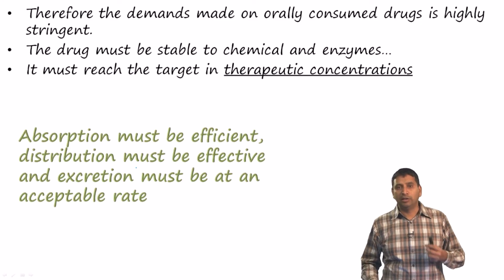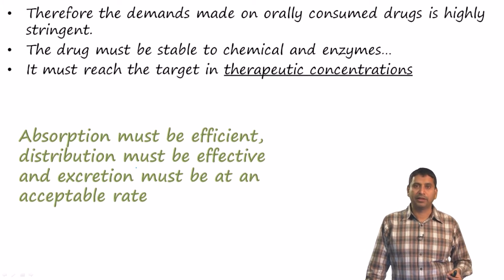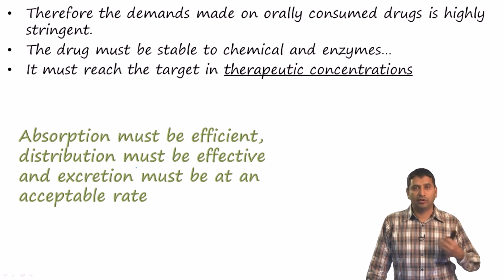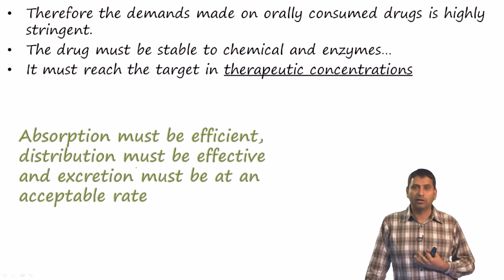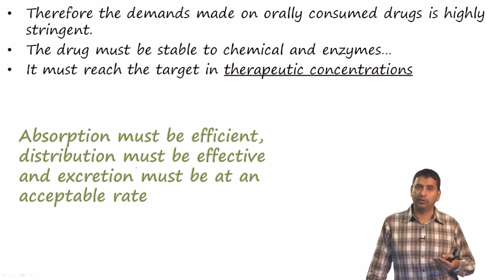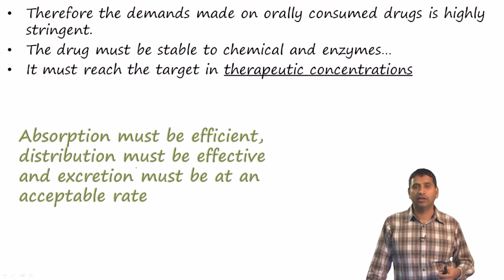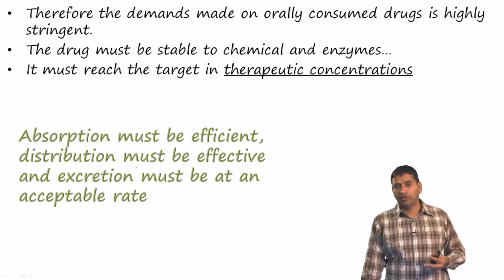Therefore, the demands made on an orally consumed drug are extremely high. Right? So, the drug must be stable to chemicals and enzymes. For example, it should be stable in the stomach to the digestive enzymes. Then it should be stable in the gut, because if it is going to get destroyed there, then it is going to be excreted, and it has to cross membranes very properly. It must also reach the target in therapeutic concentrations. Okay. So, we need to understand this better.